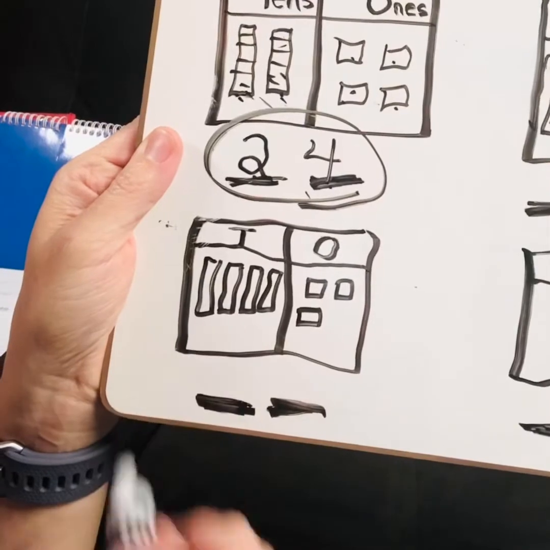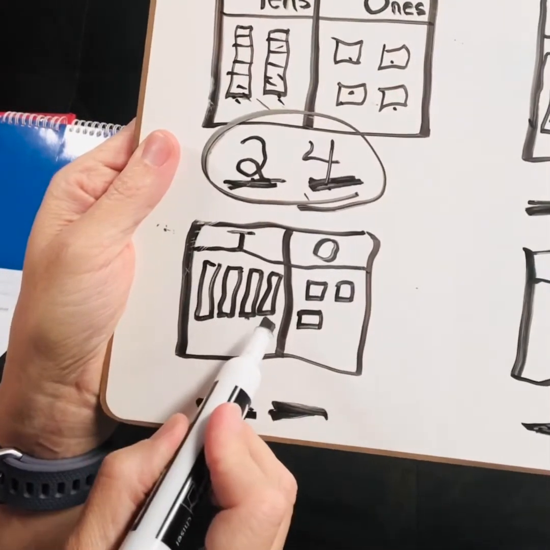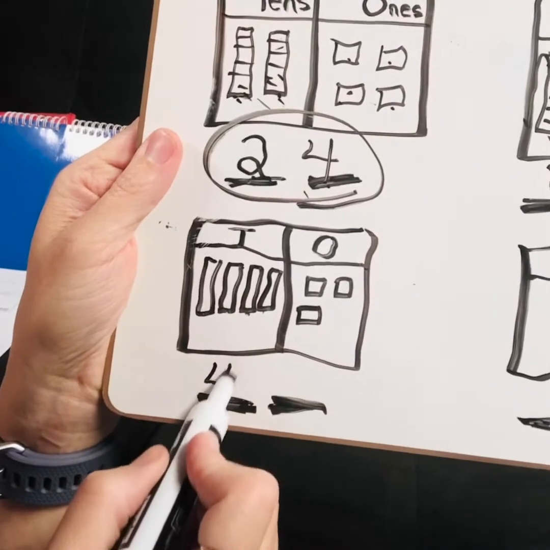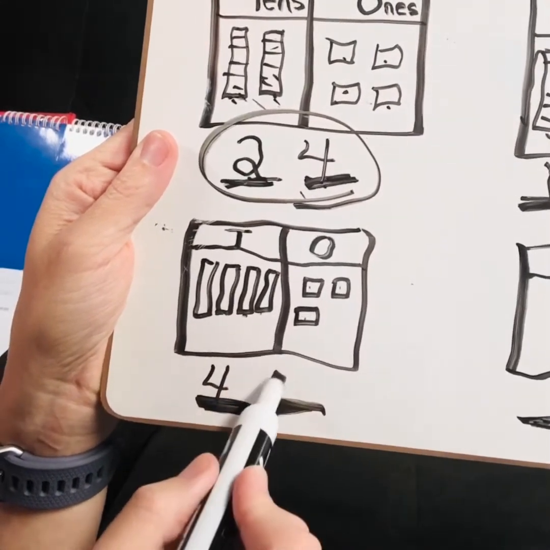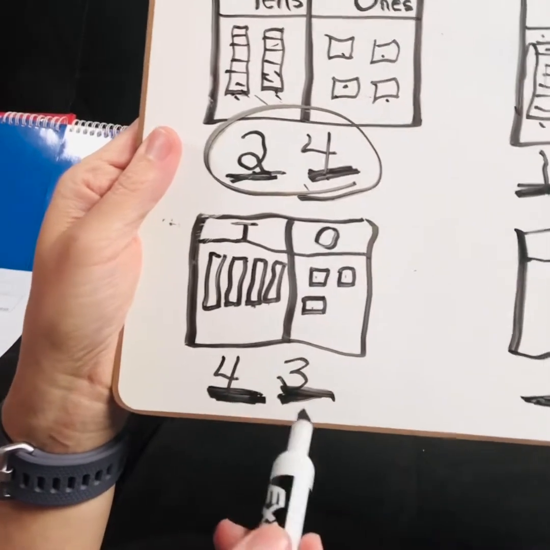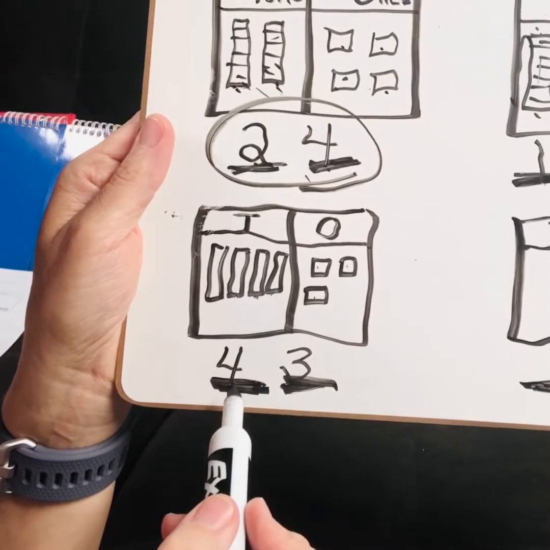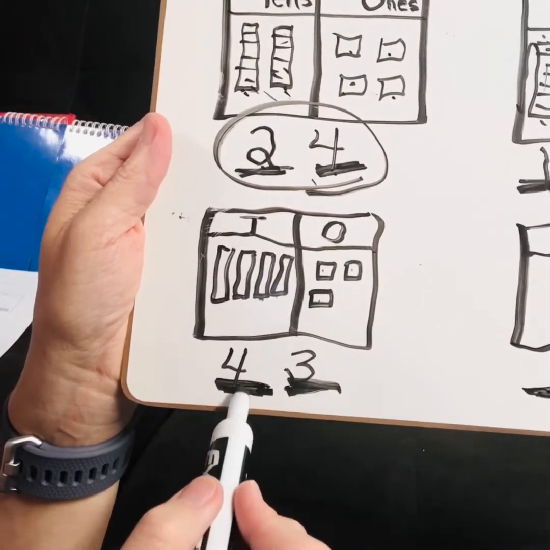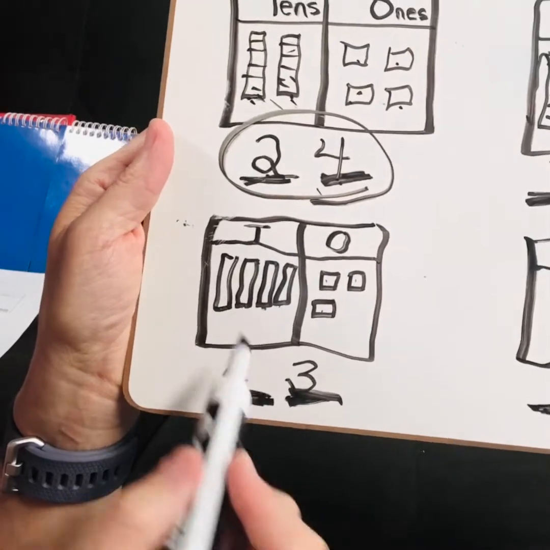How many 10s do I have? 1, 2, 3, 4. And how many ones? 1, 2, 3. Do you know, boys and girls, what number this is? Such a large number. It's 43. Wow. Well, let's check.